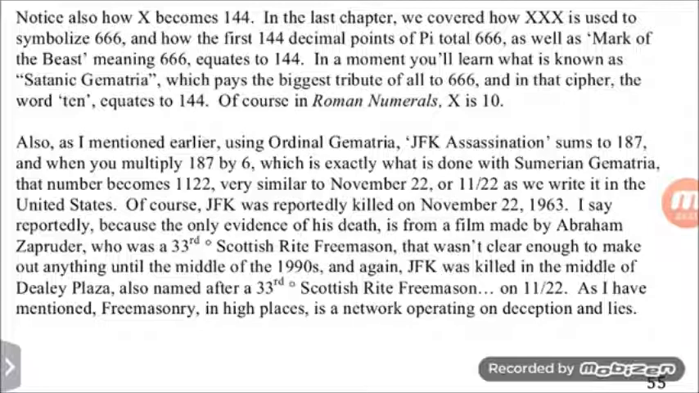I say reportedly because the only evidence of his death is from a film made by Abraham Zapruder, who was a 33rd degree Scottish Rite Freemason, that wasn't clear enough to make out anything until the middle of the 1990s. And again, JFK was killed in the middle of Dealey Plaza, also named after a 33rd degree Scottish Rite Freemason, on 11/22. As I have mentioned, Freemasonry in high places is a network operating on deception and lies.